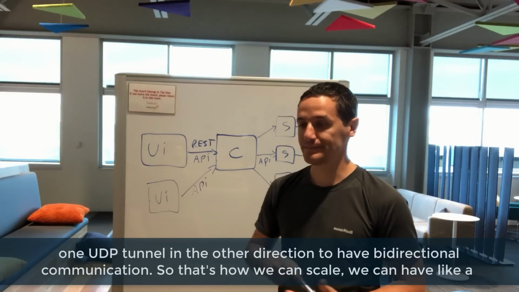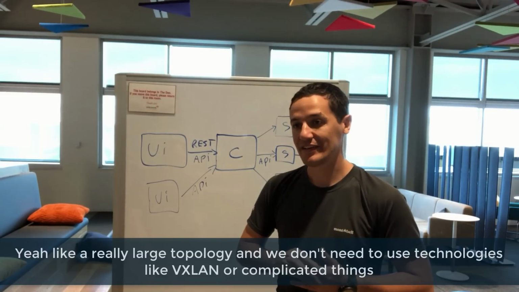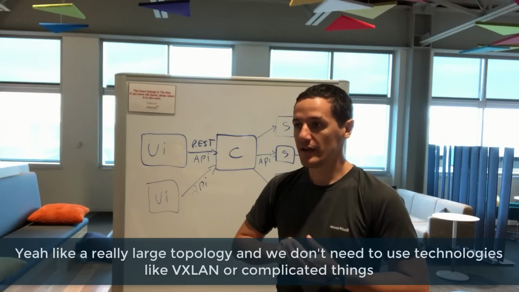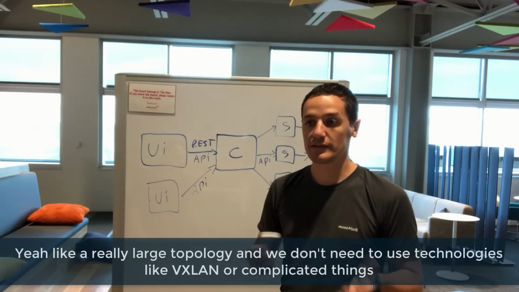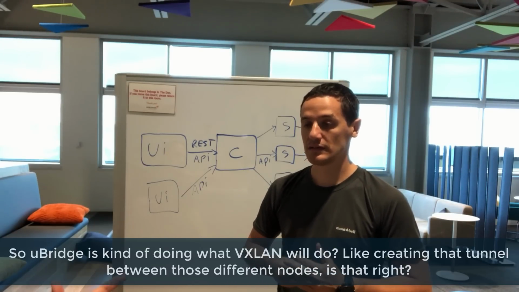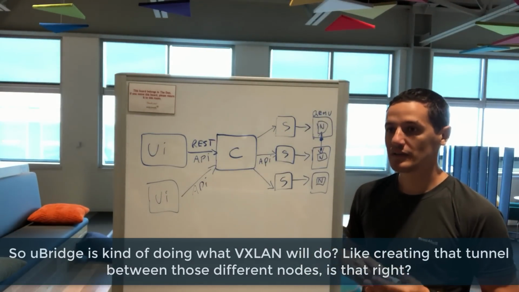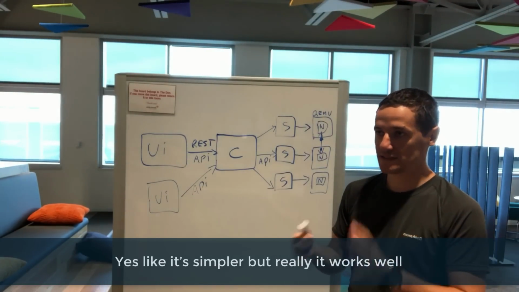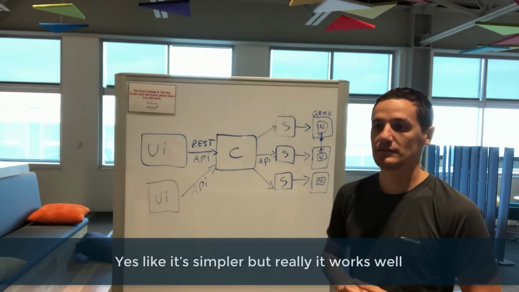Cool. So that's how we can scale. You can have a really large topology? Yeah, a really large topology, and we don't need to use technologies like VXLAN or more complicated things. So ubridge is kind of doing what VXLAN would do, creating that tunnel between different nodes. Is that right? Yes. It's simpler, but it really works well.